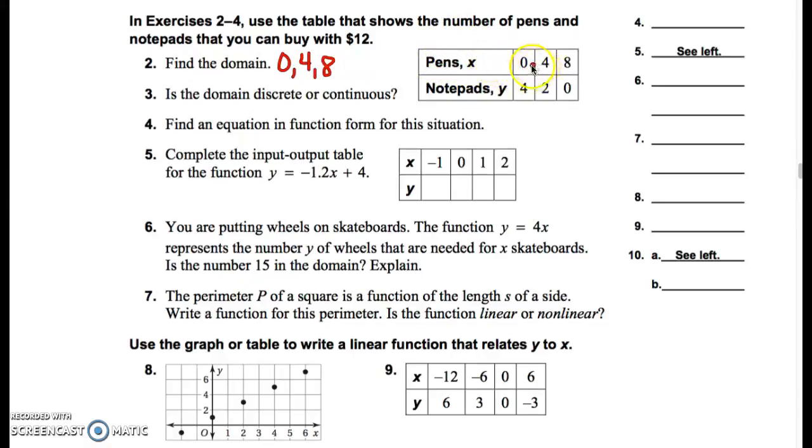And if you think about it, you can have 0 pens, 4 pens, 8 pens, but you couldn't include every single number in between those values. For instance, a half. You can't buy half of a pen. So this one is going to be discrete.